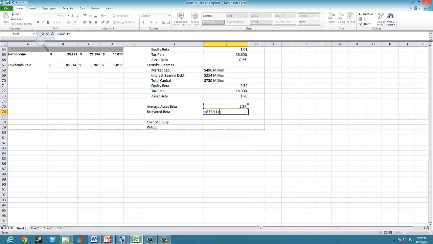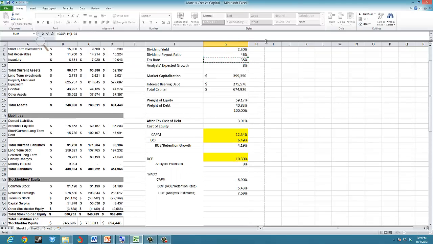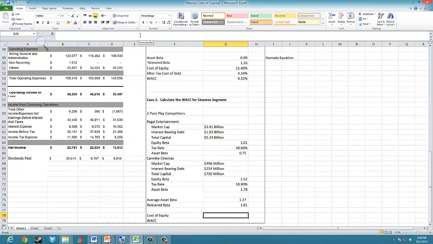So we're going to relever this beta by taking the asset beta and multiplying it by 1 plus 1 minus Marcus's tax rate. And I'm going to go back up to the top, and their tax rate currently is 38%, and multiply that by their current debt to equity, which would be 0.4083 divided by 0.5917. And if you want to, you could also use the amount of interest-bearing debt to the market cap. It's the same proportion, so it doesn't matter which one you use there. And that gives us a relevered beta for the cinema segment of their business of 1.81.